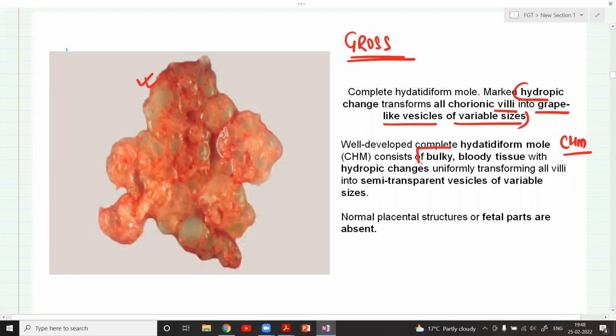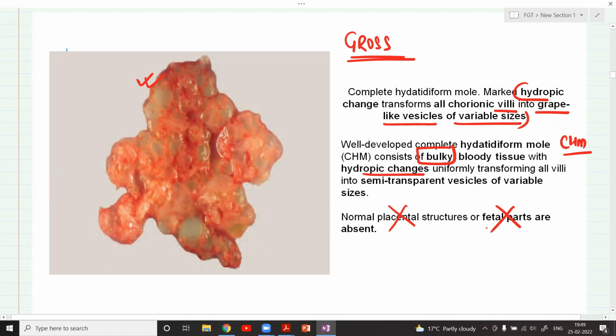They are quite bulky. Now these terms are very importantly differentiating in nature. They help us to differentiate. So these are bulky, number one. Number two, all the villi that we see, all of them, are showing hydropic change. Not partially, all of them are showing hydropic change. And you cannot see normal placental structure, and the fetal parts are not seen over here.